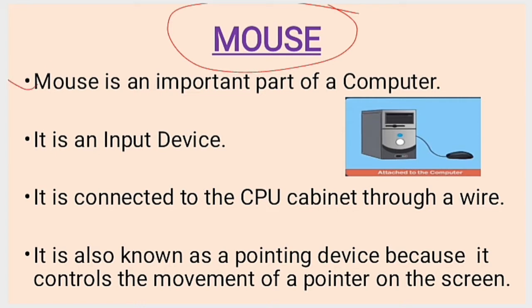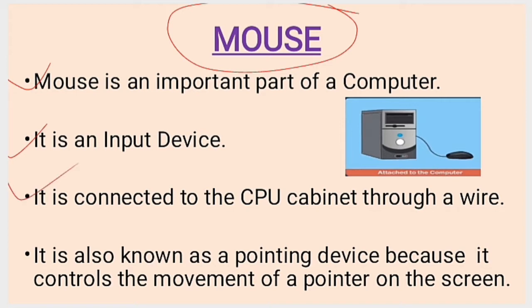Now mouse is an important part of a computer. Yes, everybody knows, we have already learned in the previous chapters that mouse is a main part of a computer. It is an input device. Why? Because mouse is used to give data and information to the computer. That is why it is known as an input device. It gives input to the computer.